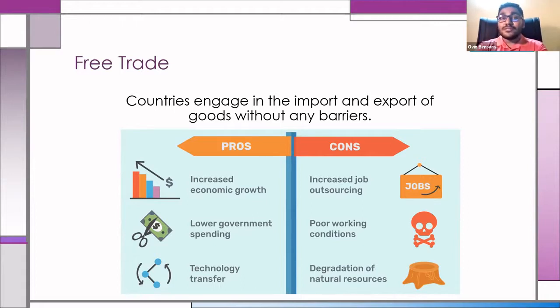Degradation of natural resources. When it comes to free trade, what you're trying to do is get the better out of the natural resource advantage you have, and as a result you are massively exploiting the natural resources. So these are the advantages and disadvantages of free trade.